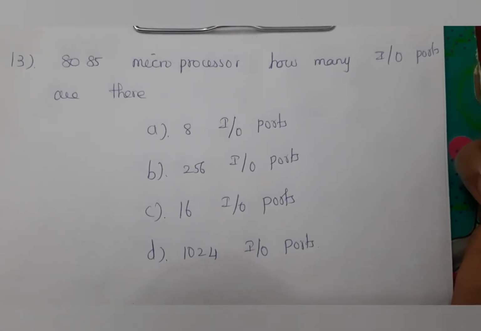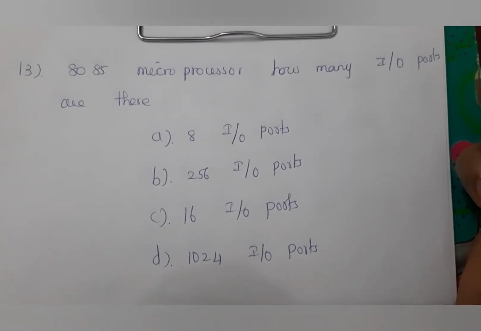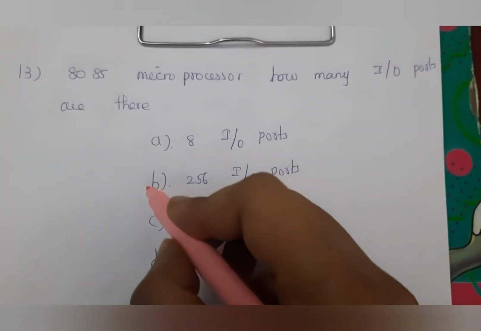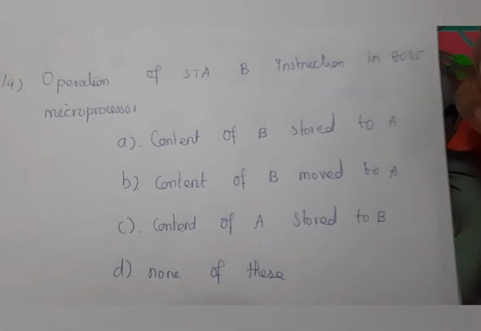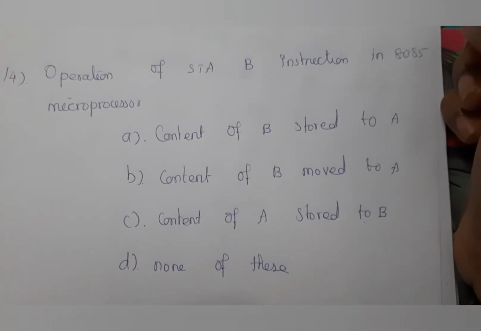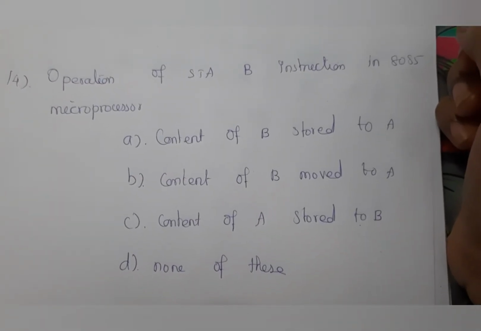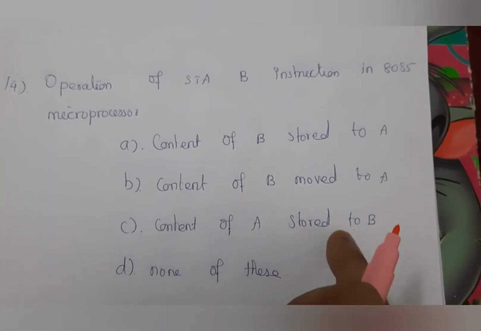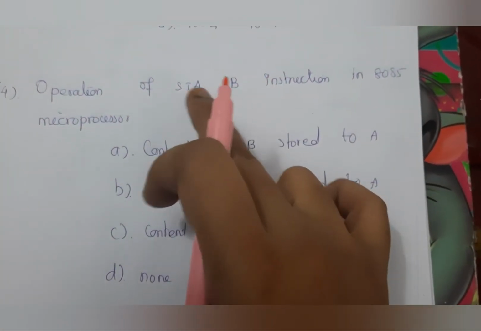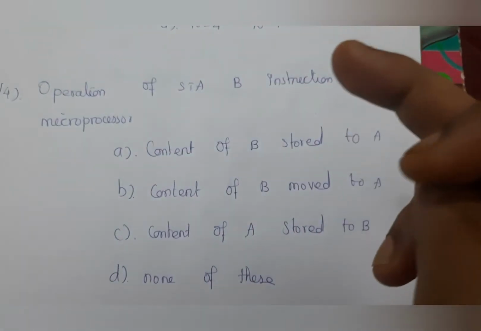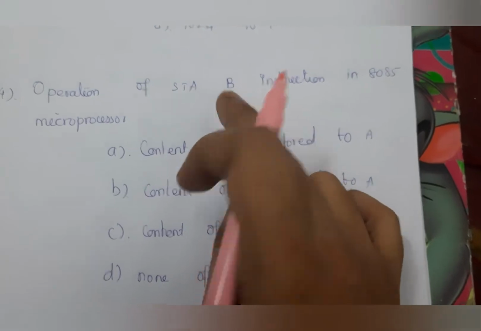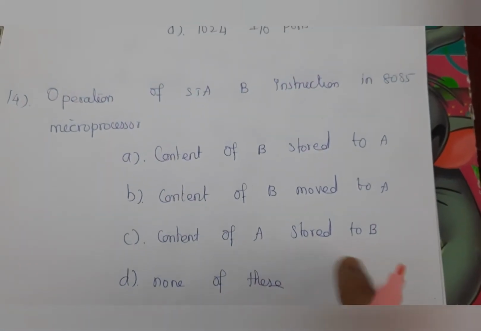Next question, in 8085 microprocessor, how many input output ports are there? 256 input output ports are there in 8085 microprocessor. So here the answer is B. Next question, operation of STA B instruction in 8085 microprocessor. The STA instruction stores the value of the accumulator to a specific register. So here the content of A is stored to B. So here the answer is C.